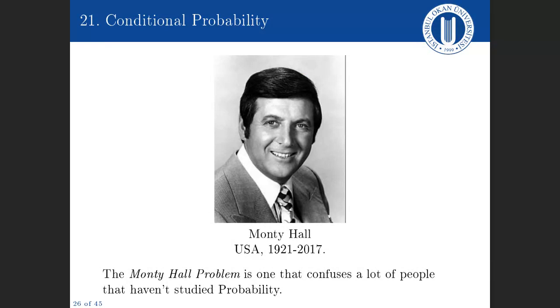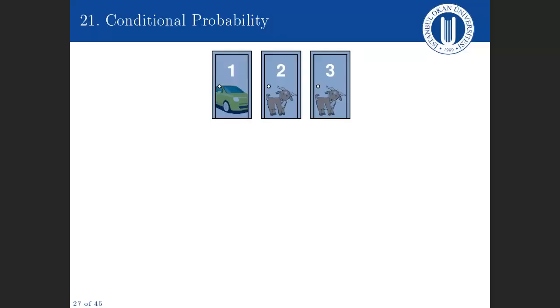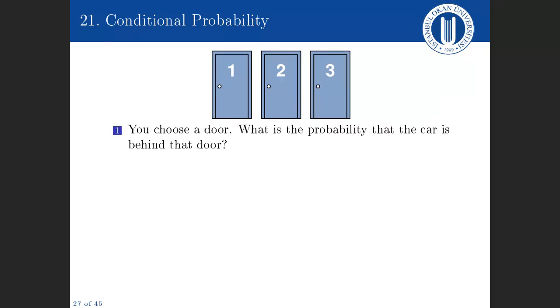This problem is named after an American TV host called Monty, and it's a probability that confuses a lot of people that haven't studied probability. So let's see how we can look at this. What are the possibilities? The car might be behind door number 1, or the car might be behind door number 2, or the car might be behind door number 3. We don't know. All we see is 3 doors.